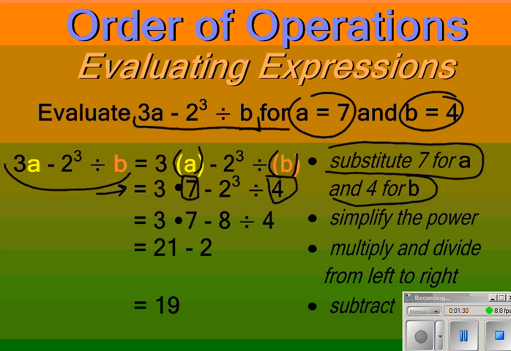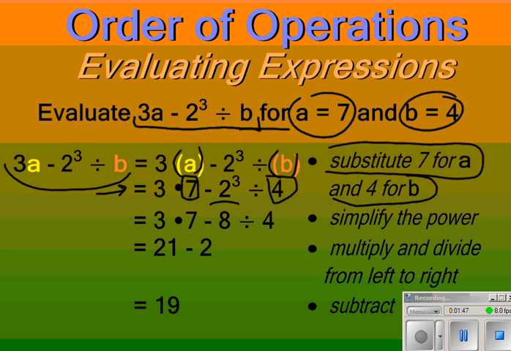After you do that, you simplify. You do the exact same order of operations. In this one, there are no parentheses, so you would start with exponents. And you have 2 to the third power is 8. So you have 3 times 7 minus 8 divided by 4.